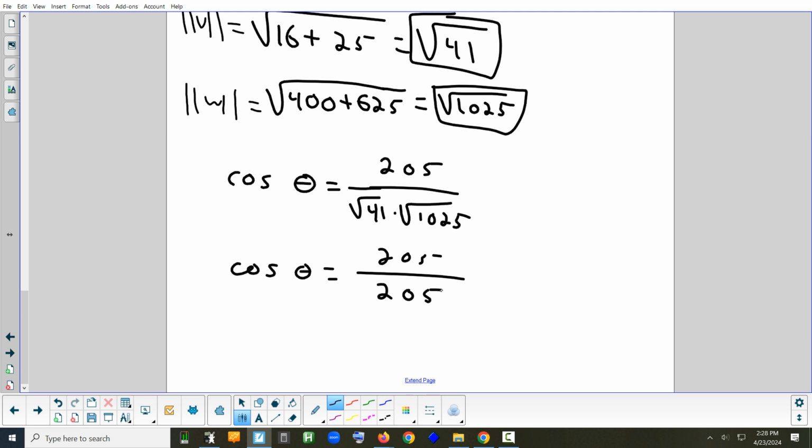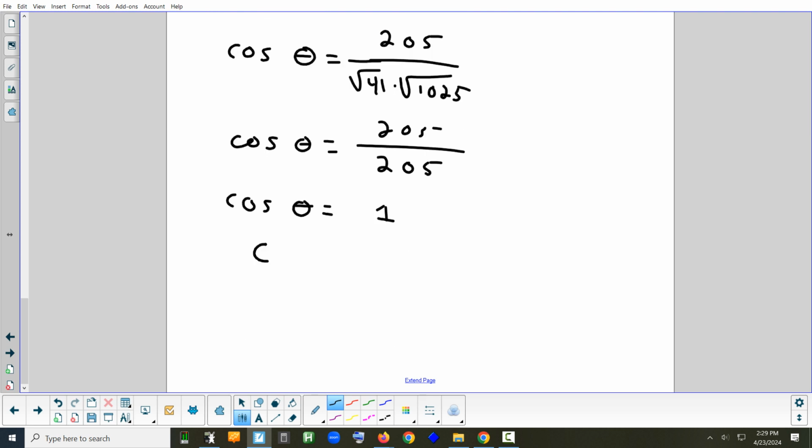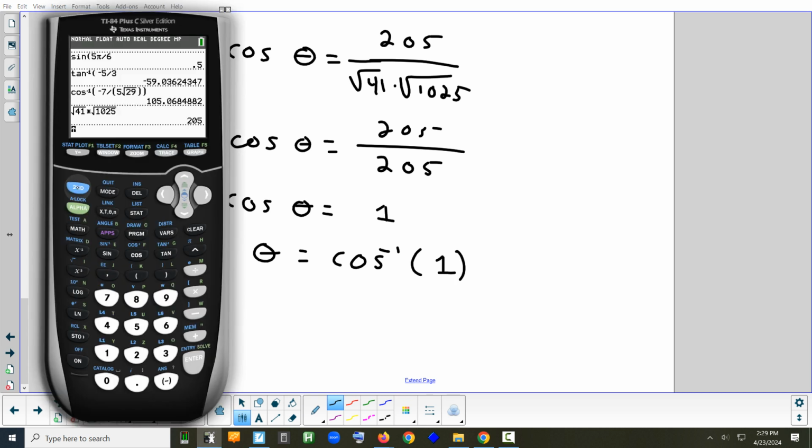Whenever the top and the bottom come out the same, you can technically stop there because we already know what's going to happen. But let's just finish it off. What's 205 divided by 205? 1. And what do you do on each side to get rid of cosine? Inverse cosine. Type in the inverse cosine of 1. You get an angle of 0 degrees.